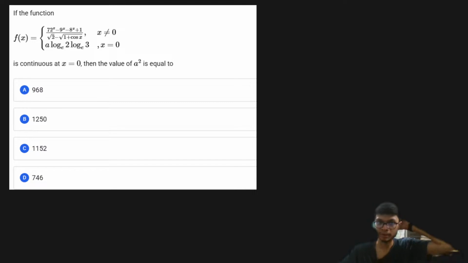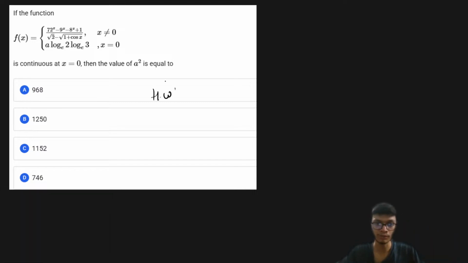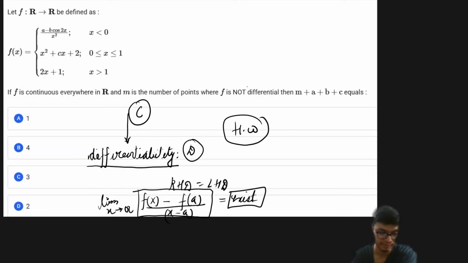And I have one more problem as a homework problem. Okay, now this is a very simple problem. We are going to use the concept of the limit, the formulas of the exponential limit to get to the answer of this question. So these are the two homework problems that I would like all of you to solve, and let me know the answers in the comment section.